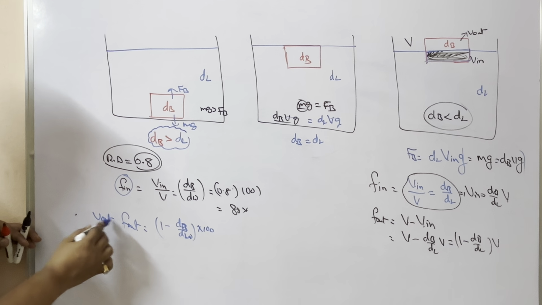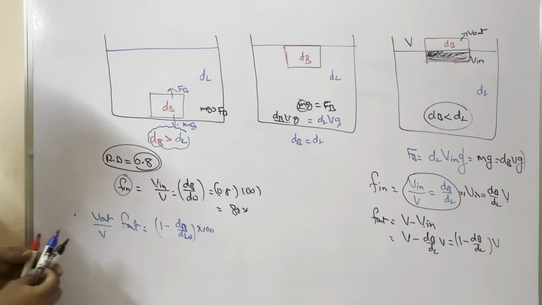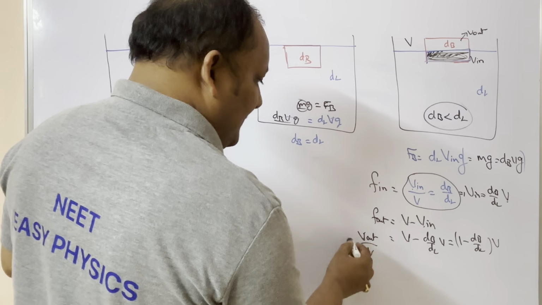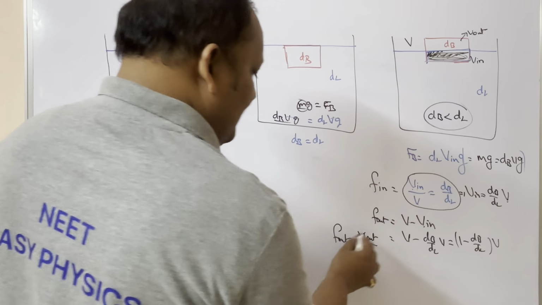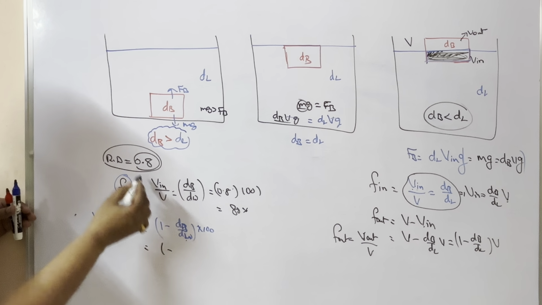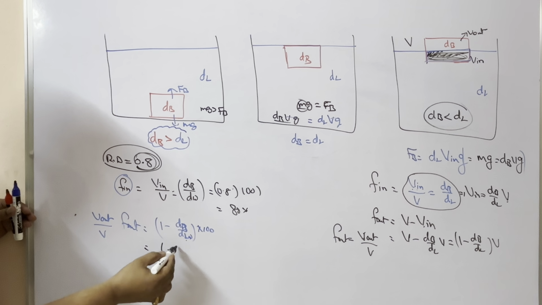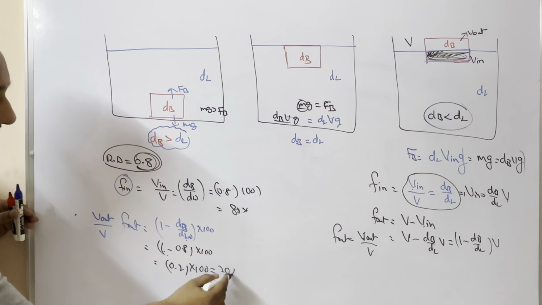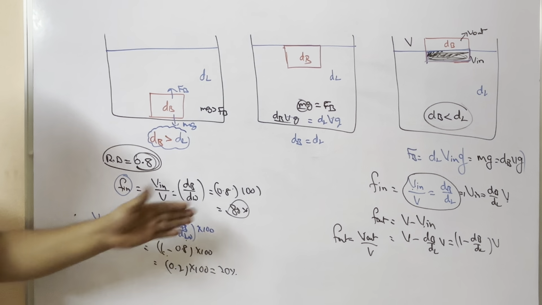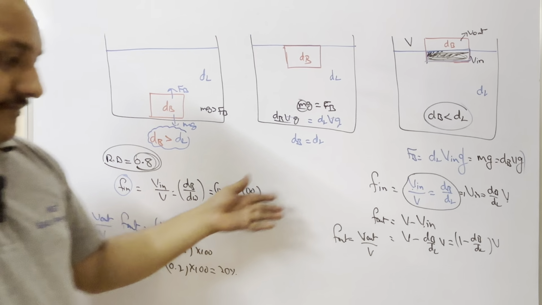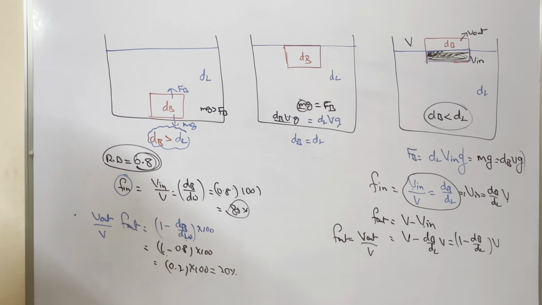V out by V is the fraction of volume outside. V in by V is the fraction of volume inside, and V out by V is the fraction of volume outside. So 1 minus dB by dW, and dB by dW is nothing but 0.8. So 1 minus 0.8 is 0.2. 0.2 into 100 is 20%. By seeing this also, we can say 80% is inside means 20% will be outside. Therefore, if you know inside, you will get outside without doing anything, isn't it?